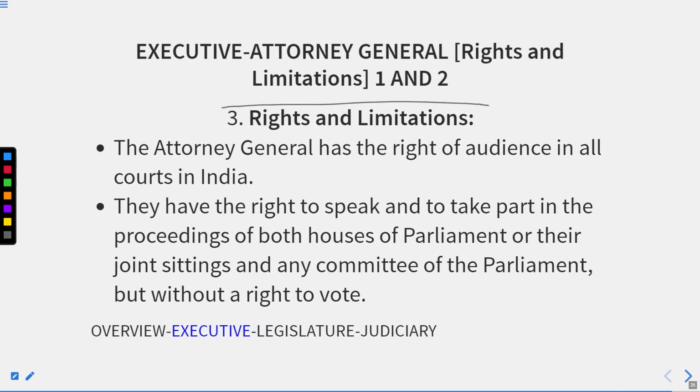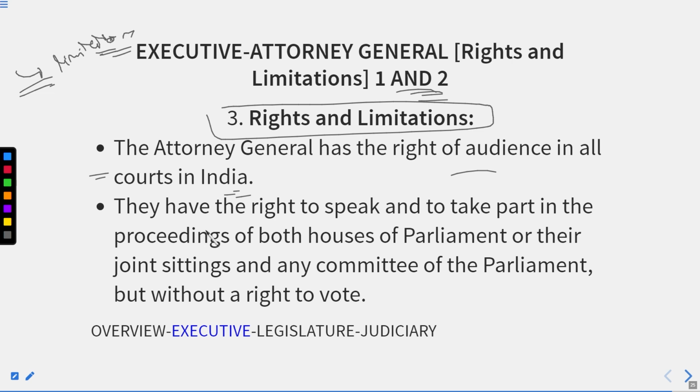Rights and limitations. Basically, there are generally 4 types of limitations which we are going to discuss here, and rights also. Okay, this is a mixture of rights and limitations. So the first 2 we have here. The first is the right. The Attorney General has the right of audience in all courts in India. Okay, it means that in any court of India, if the Government of India has been challenged, then the Attorney General will be there representing the Government of India. Okay, so he has the right of audience in all courts in India.